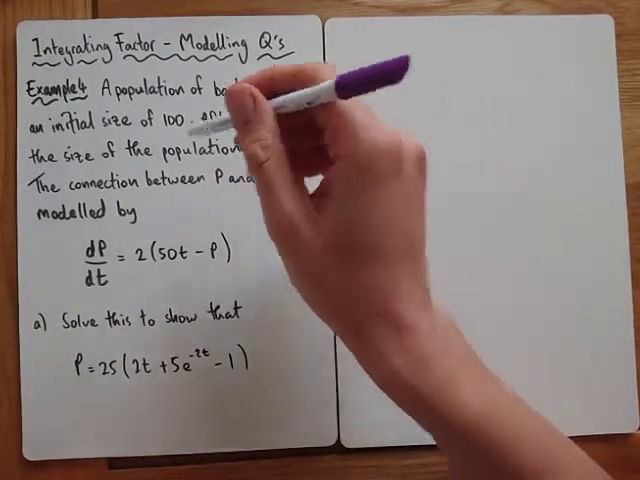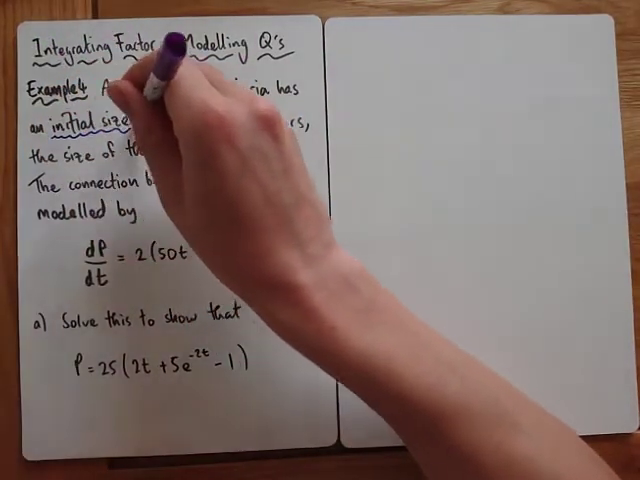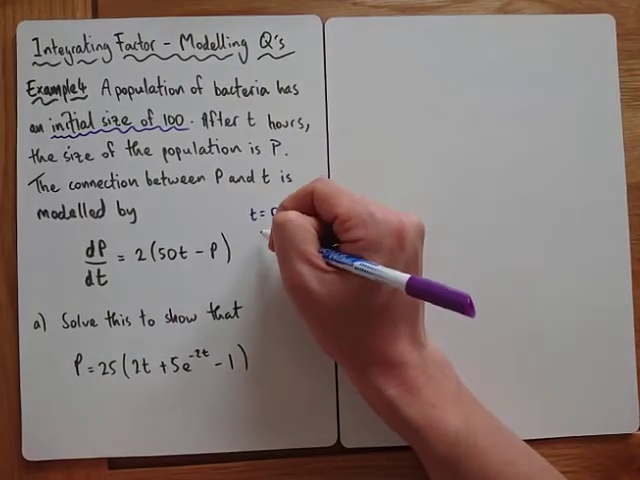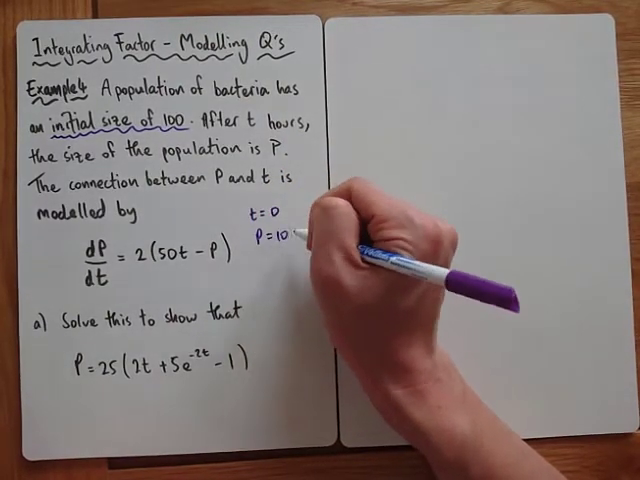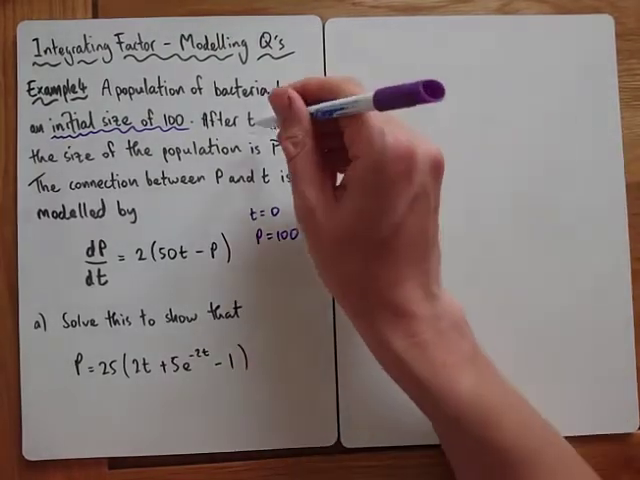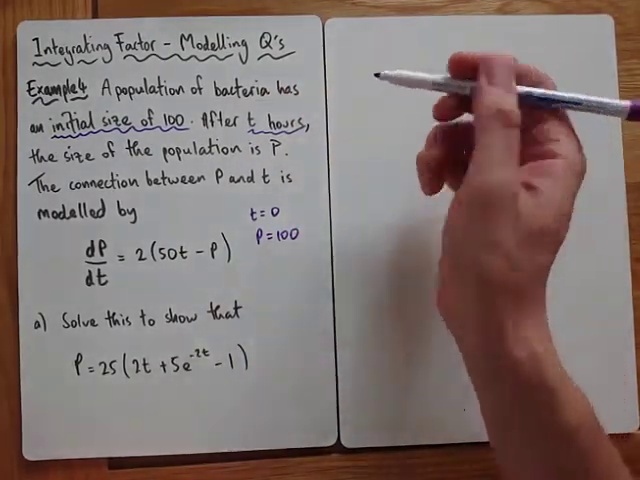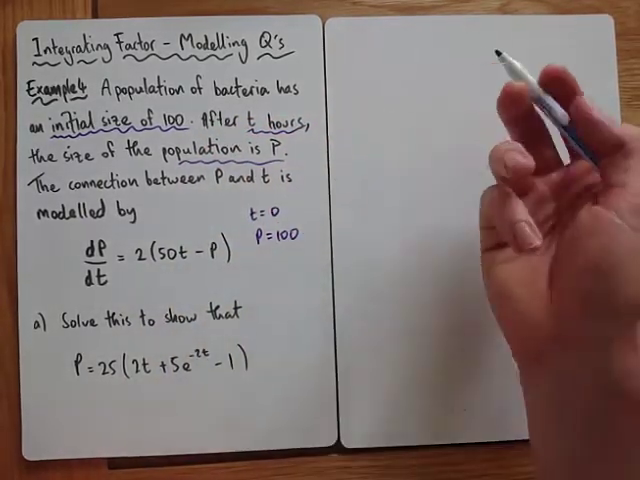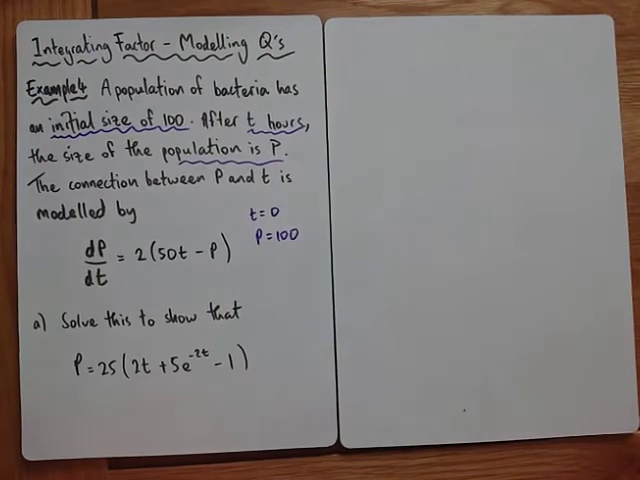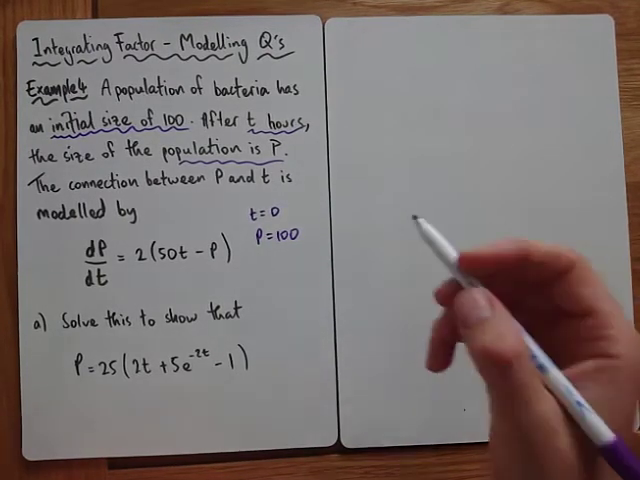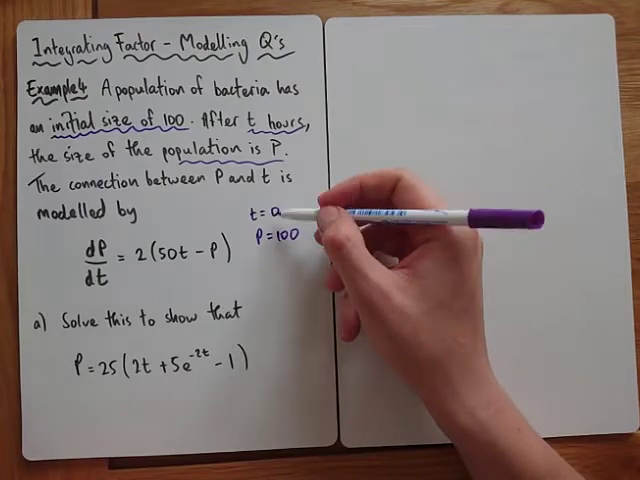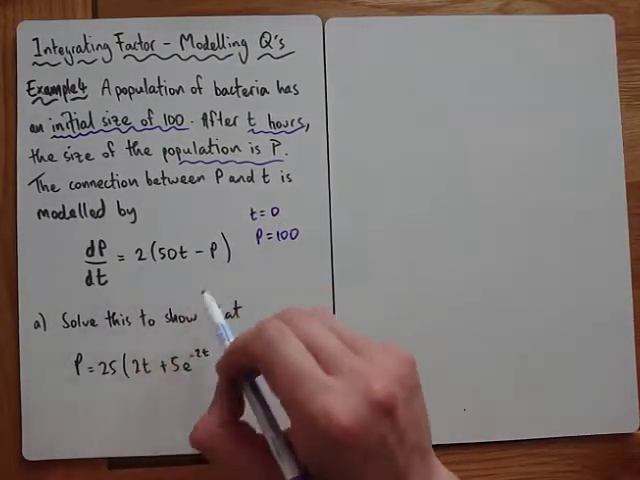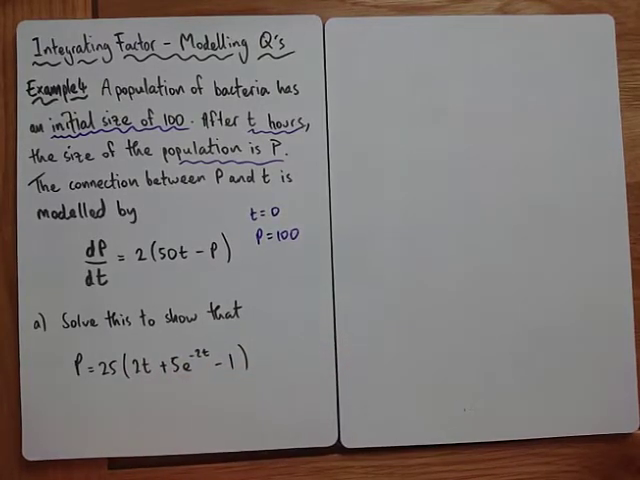Population of bacteria, initial size 100, so I know that when t equals 0, p equals 100. Time is measured in hours, that's important. P is the population, obviously. Okay, so we've got two variables, P for population, t for time in hours. And we've got a differential equation. We're also given one key piece of information which we can use to find our constant. And part A, solve the differential equation, and we're given an answer to show what the answer looks like.